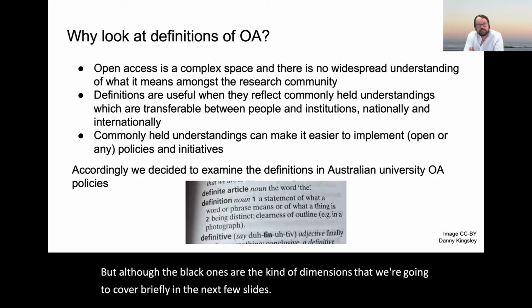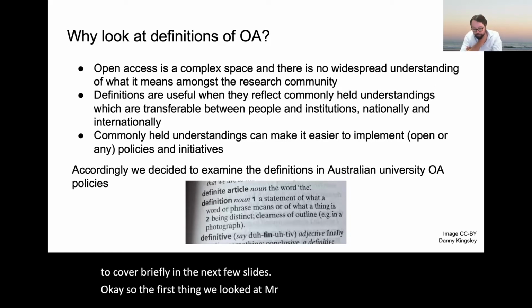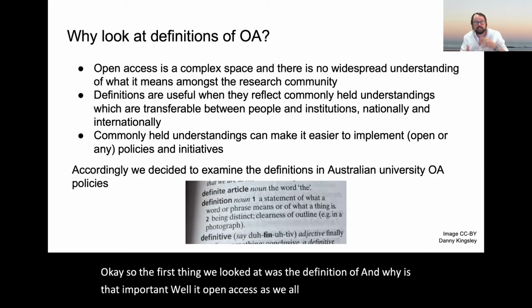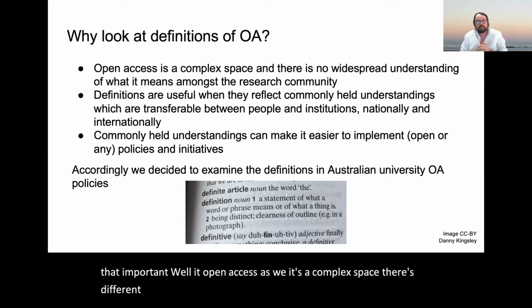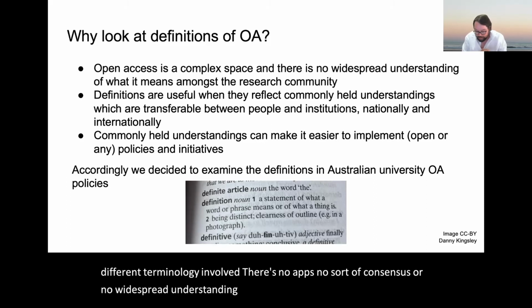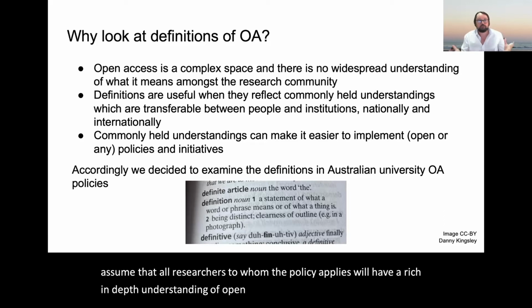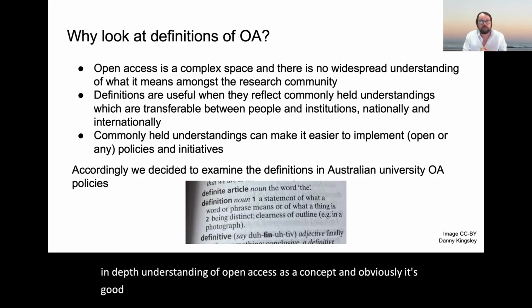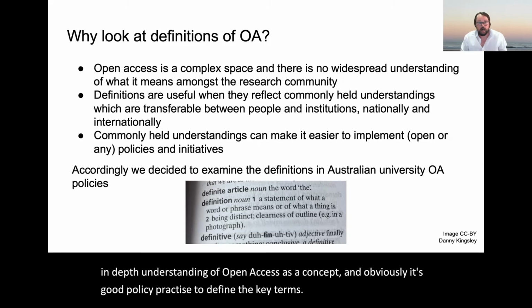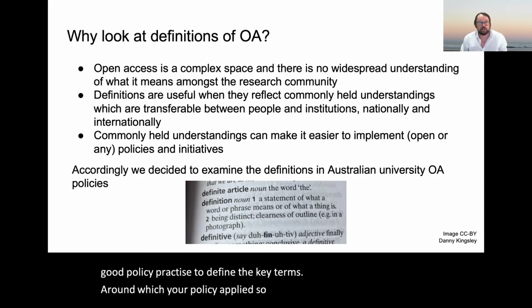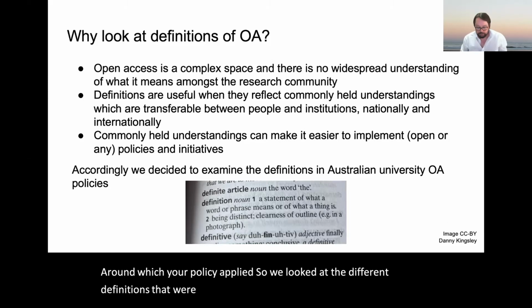Okay, so the first thing we looked at was the definition of OA. Why is that important? Well, open access, as we all know, is a complex space. There's different terminology involved. There's perhaps no consensus or widespread understanding on exactly what it means. We can't assume that all researchers to whom the policy applies will have a rich, in-depth understanding of open access as a concept. And obviously, it's good policy practice to define the key terms around which your policy applies. So we looked at the different definitions contained within these policy documents.